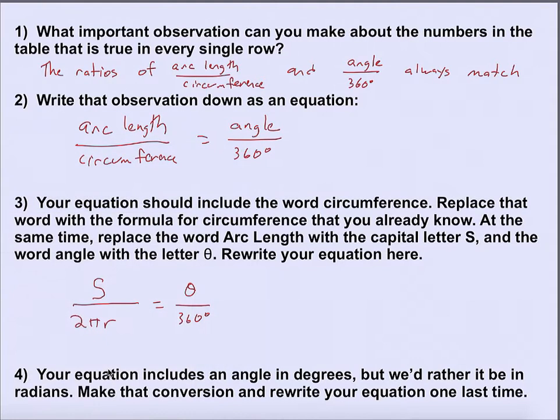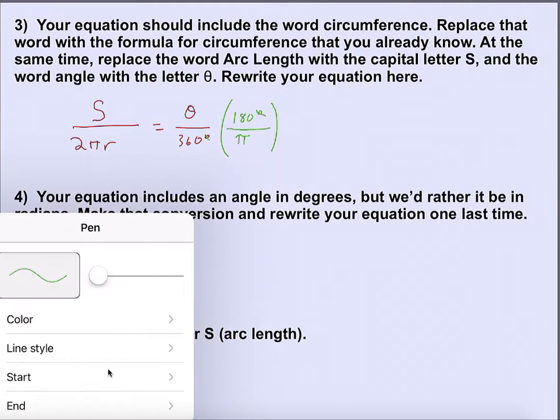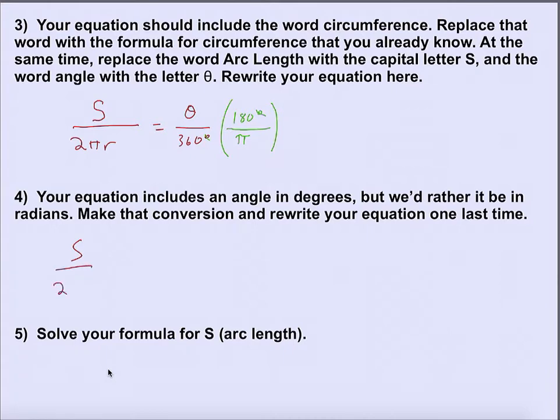I know normally when we convert from degrees to radians, we multiply by pi over 180 degrees. But this is a little bit different because the degree symbol that I want to cancel out is in the denominator. Well, if we do this multiplication, the degree symbols cancel out. And I have S over 2 pi r equals theta, which is now in radians because we've made that conversion. And the 180 over 360 reduces to 2 in the denominator.